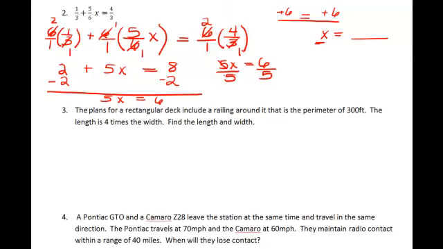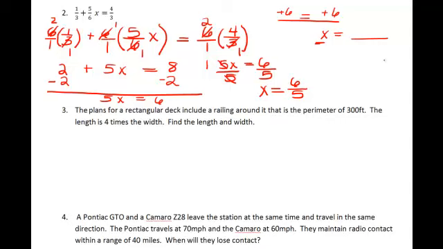And then 5 divided by 5 is just 1. 1 times x is x. And x is equal to 6/5. Perfectly reasonable, acceptable answer. Now, I can also write this as a mixed number. Either one would be acceptable.